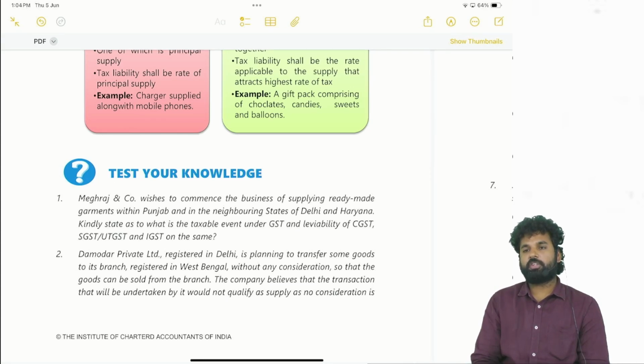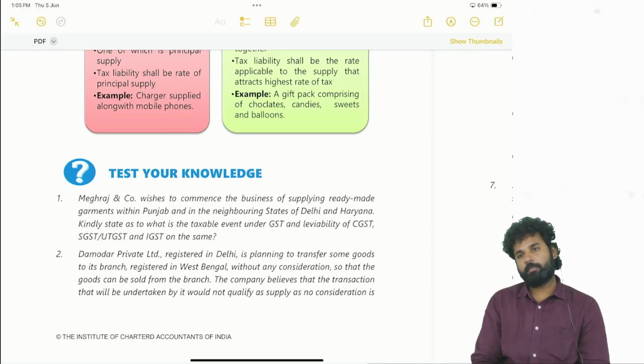Next 7(2)(b), notified services. What are notified? Municipalities, panchayat services, functions notified. Another notification is with respect to liquor license by state government. This is notified. 7(3) is there, where the government has the power to notify whether it is a supply of goods or supply of service, and can change from supply of goods to supply of service, and supply of service to supply of goods. Okay, so this is 7(3).